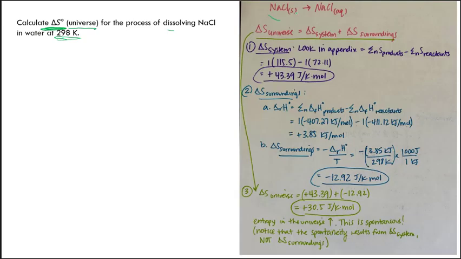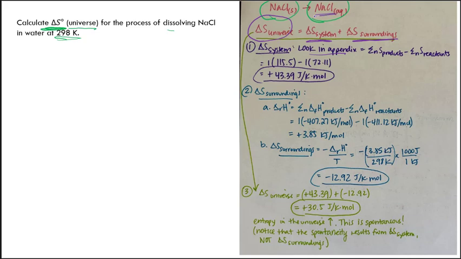We want to find the delta S, the entropy of the universe, for the process of dissolving sodium chloride in water at 298 Kelvin. Well, if I'm dissolving, I'm taking a solid and it's turning into an aqueous solution. We know to find the universe entropy, I need to find the system and the surroundings. Let's do the system first. You need to look in the appendix to find those entropy values.